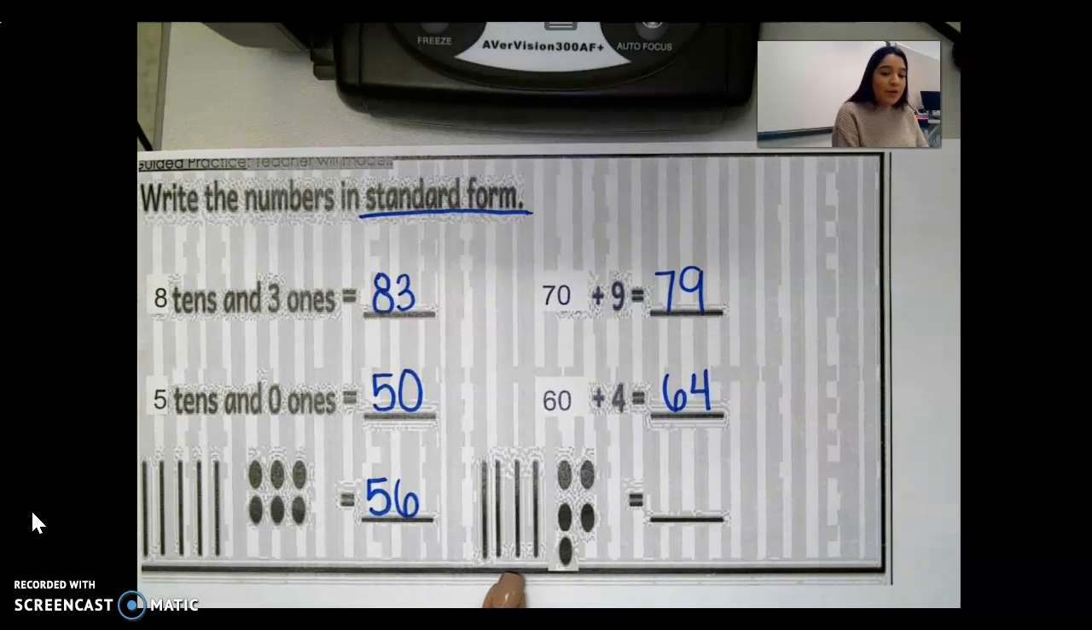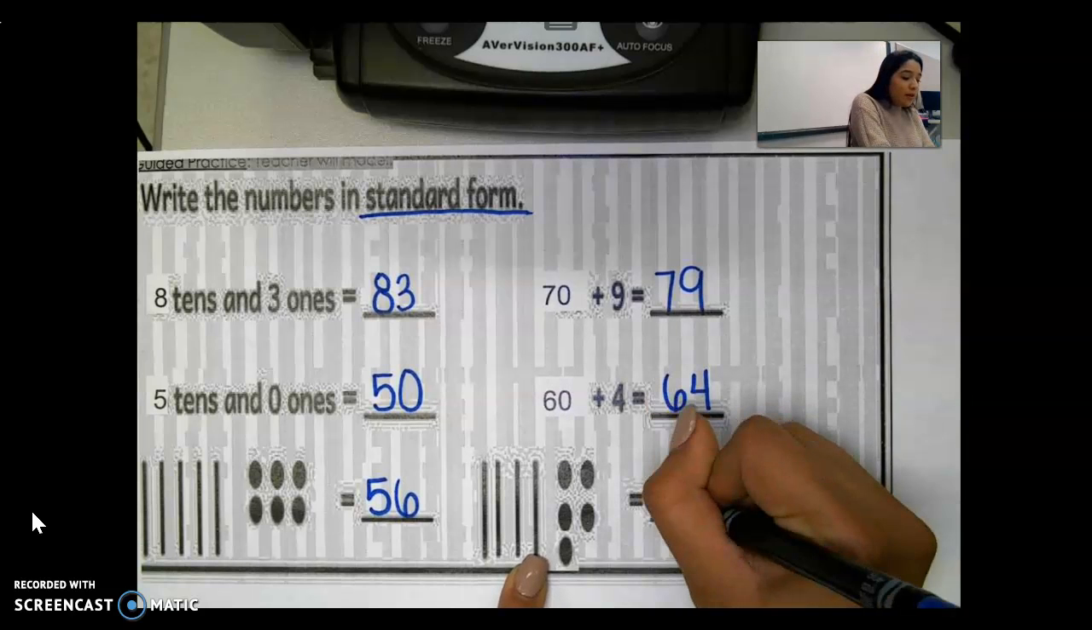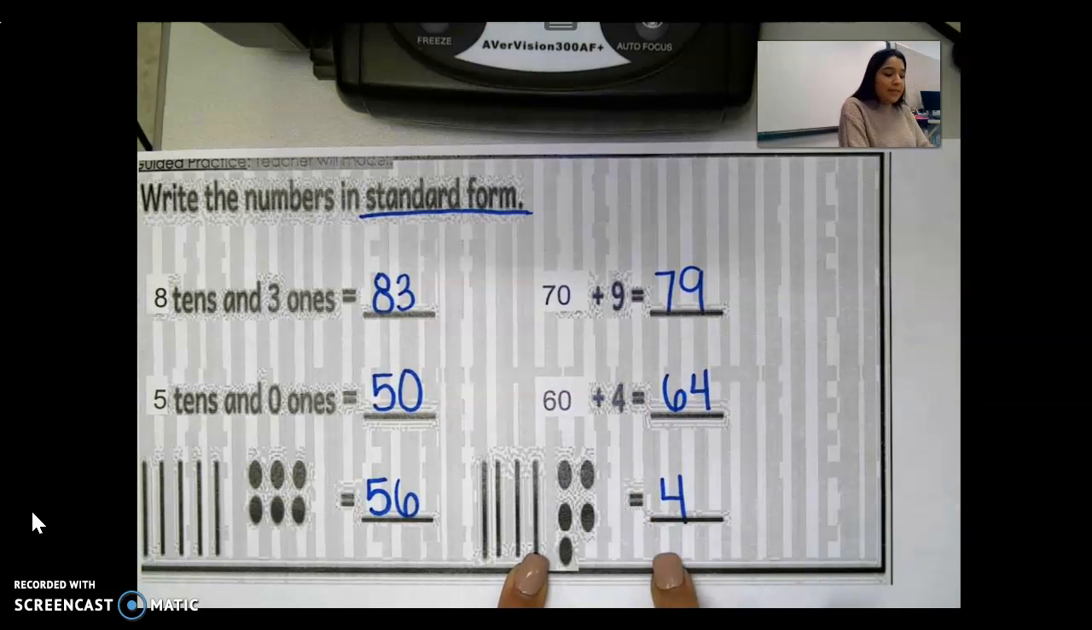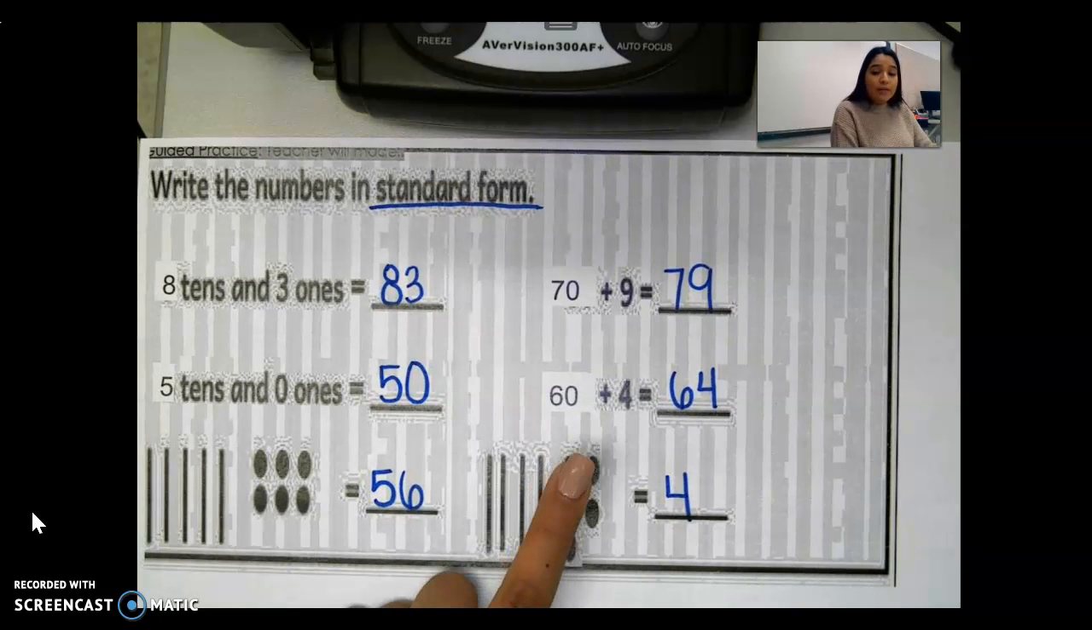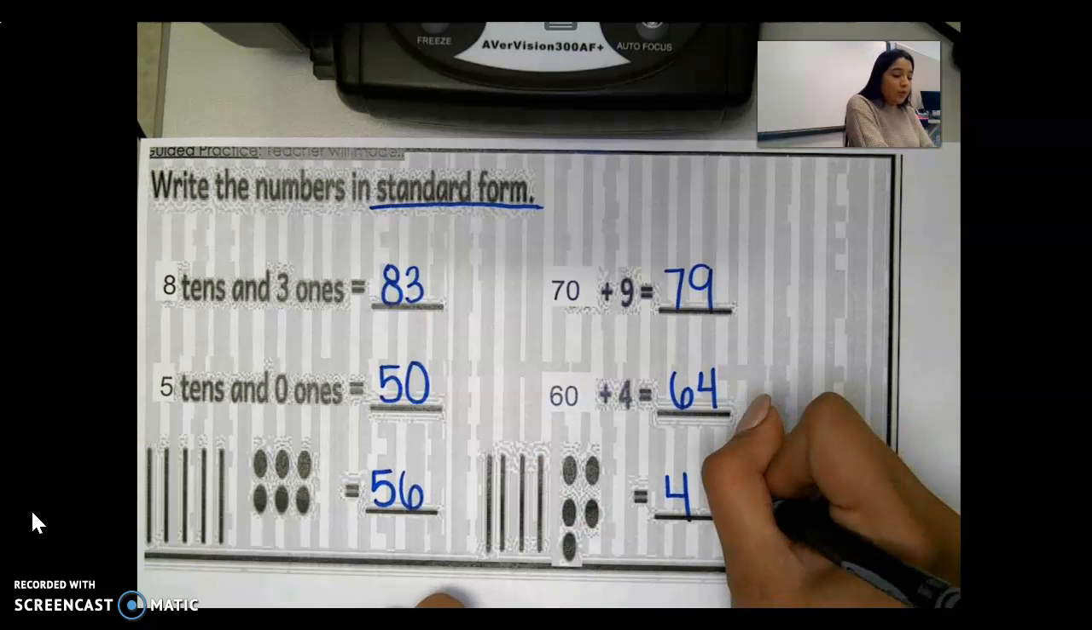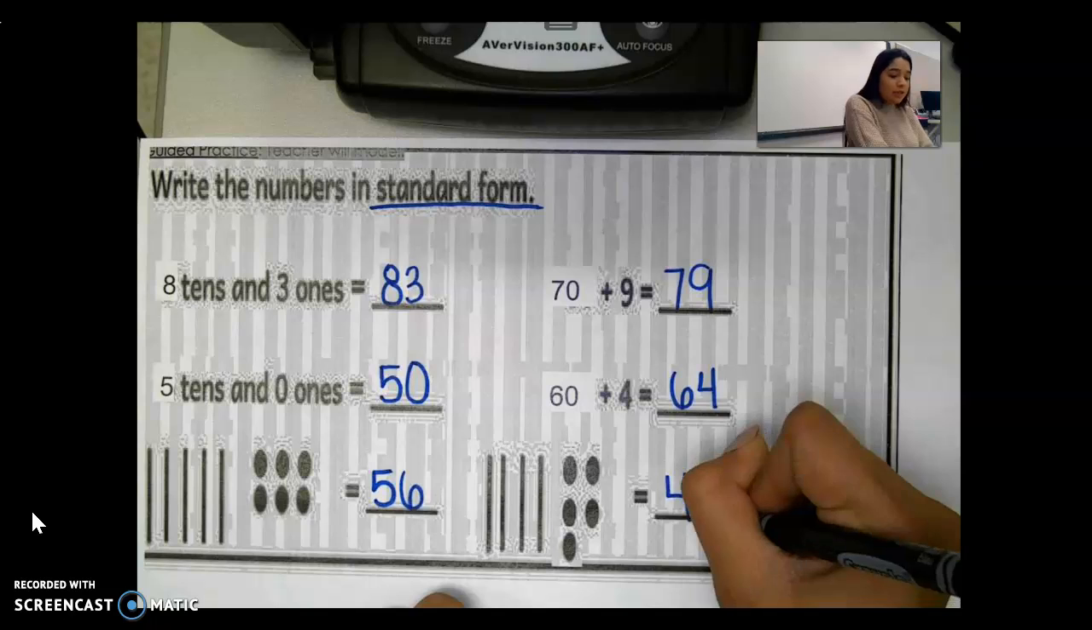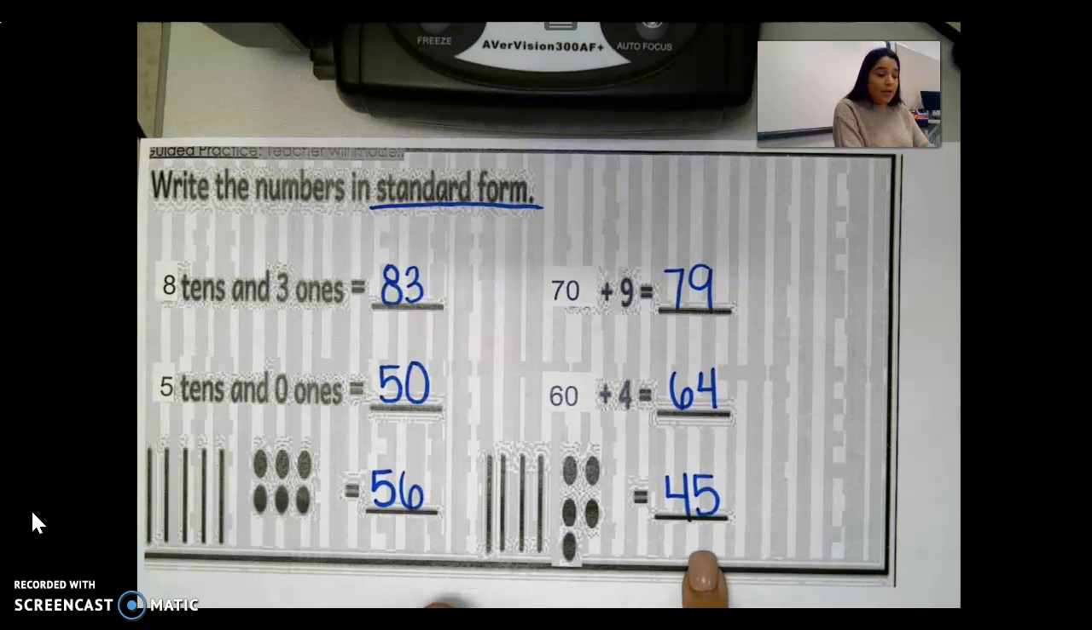Our last pictorial model, we have 1, 2, 3, 4 tens. So I'm going to draw that first, our 4, because that's our tens place. And then how many ones? 1, 2, 3, 4, 5 ones. So our ones place is last. So I'm going to put 4, 5. 4 tens and 5 ones equals the number 45.